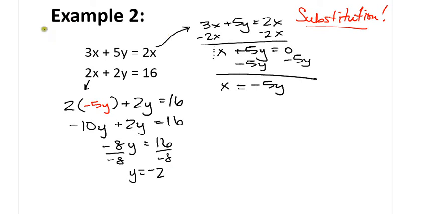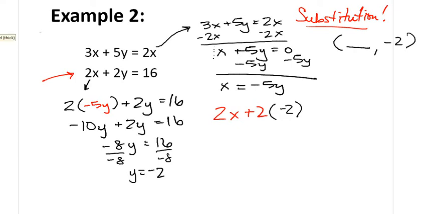So up here, I'm going to say my y value is equal to negative 2. And I'm going to substitute this back into either equation. I'm going to guess this second equation is going to be the way to go. It just looks easier. So I then have 2x plus 2, and I said that y is equal to negative 2, equals 16. And we'll solve.